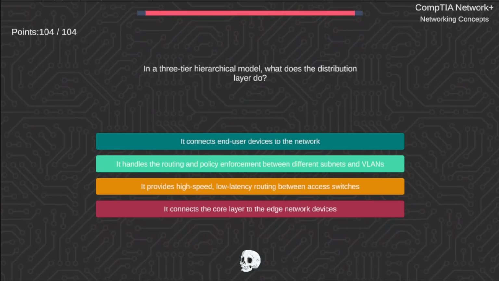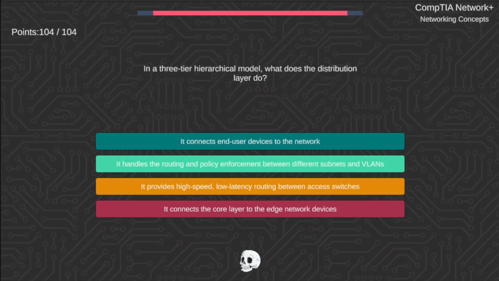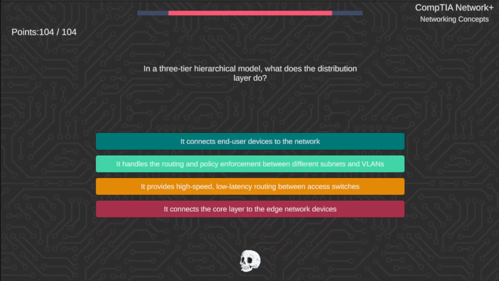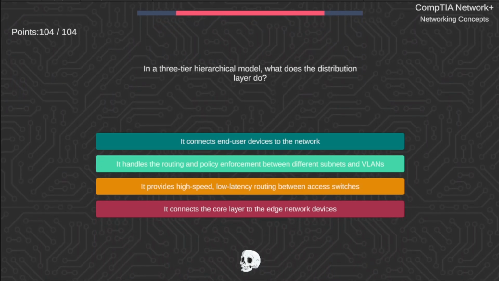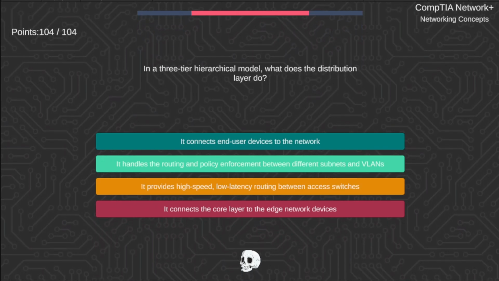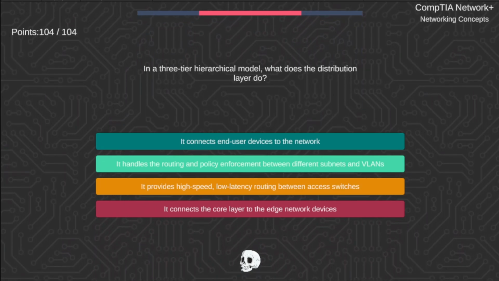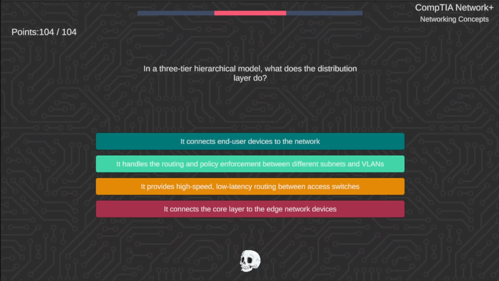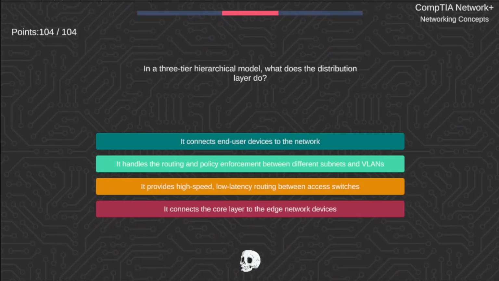In a three-tier hierarchical model, what does the distribution layer do? It connects end-user devices to the network. It handles the routing and policy enforcement between different subnets and VLANs. It provides high-speed, low-latency routing between access switches, or it connects the core layer to the edge network devices. The distribution layer.